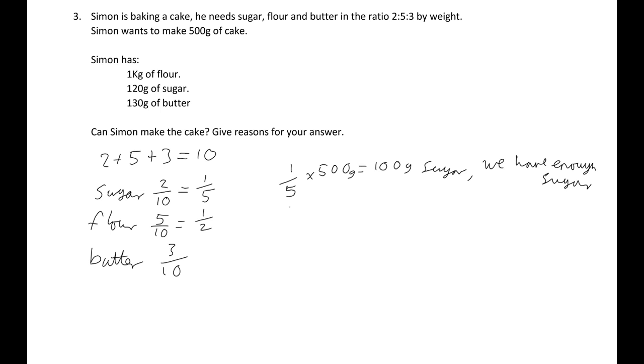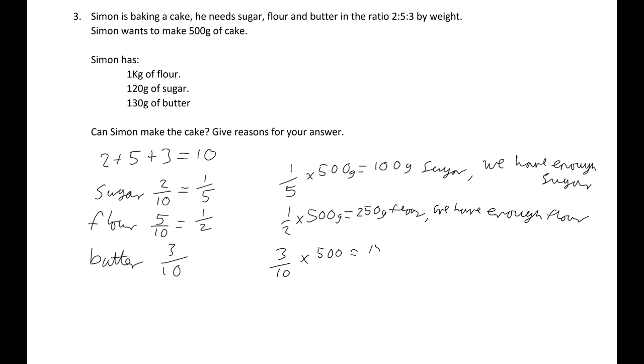Right, again, we're now going to do a half times 500 grams, so we need 250 grams of flour. Okay, having a look up, we have a kilogram, we need 250 grams, therefore we have enough flour. Okay, finally, we're going to do 3/10 times 500. 1/10 of 500 is 50, 3 of those is 150. So we need 150 grams of butter.